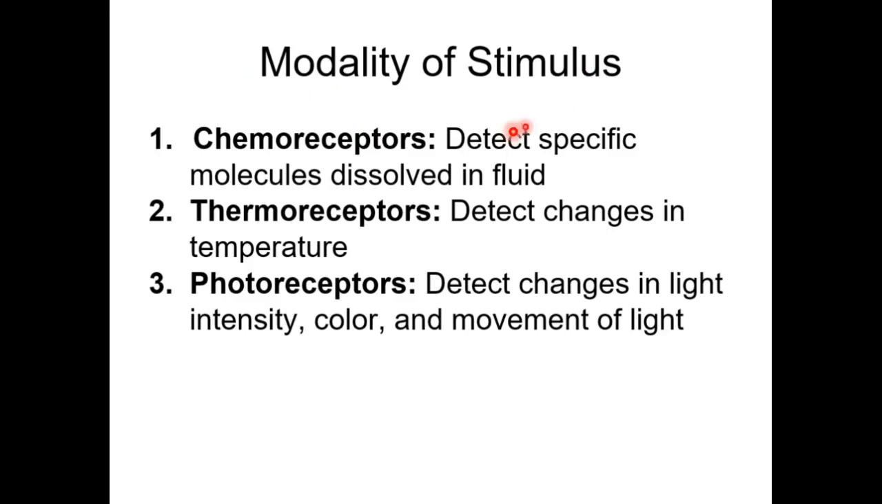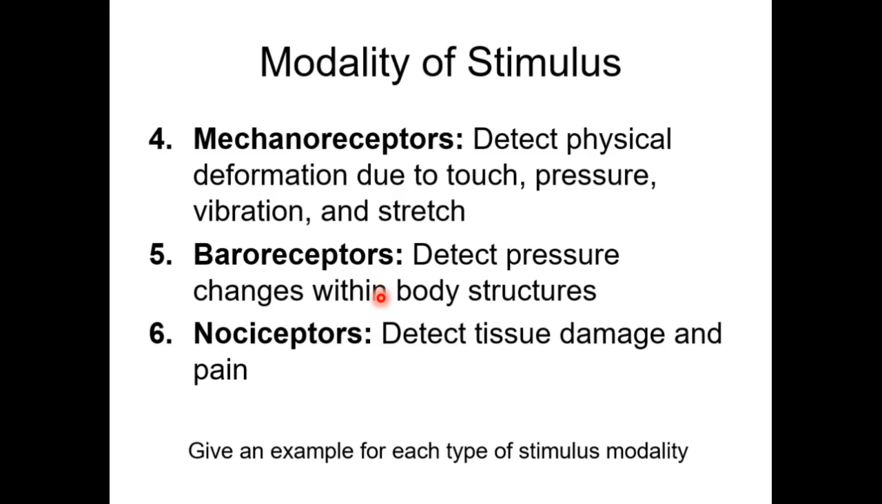Modality of stimulus. If a sensory receptor detects a molecule dissolved in fluid or a chemical, we call it a chemoreceptor. Who knew, right? If we detect change in temperature, we call that a thermoreceptor. If it detects light or color, it's a photoreceptor. If it detects mechanical deformation, pressure, stretch, that's a mechanoreceptor. If it detects changes to pressure, like blood pressure, or how full your stomach is, that would be a baroreceptor. So like a barometer if you're a fan of weather.